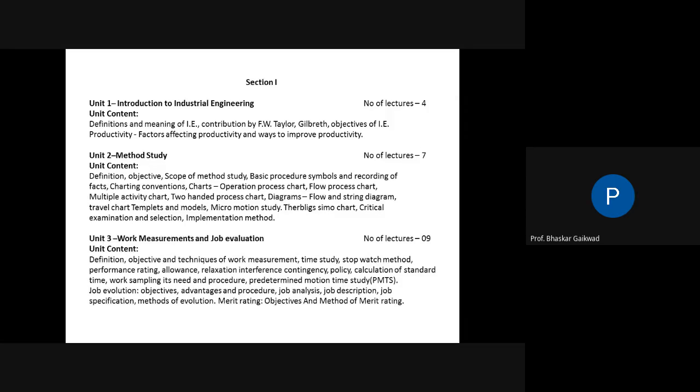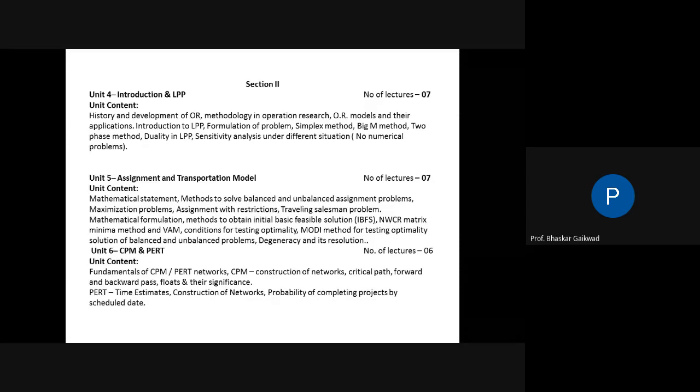Now the second section is there. This covers linear programming, assignment and transportation models, CPM and PERT. First, unit 4 is related to linear programming. It means here we have to think about how to get more profit, and in order to get more profit, what things are required.